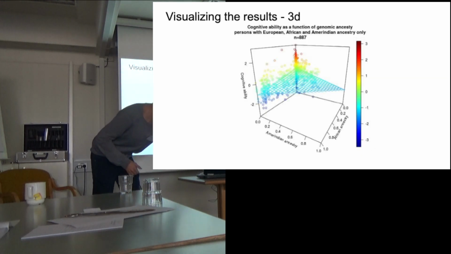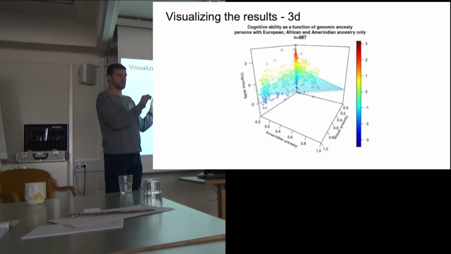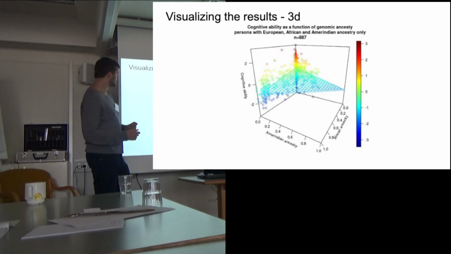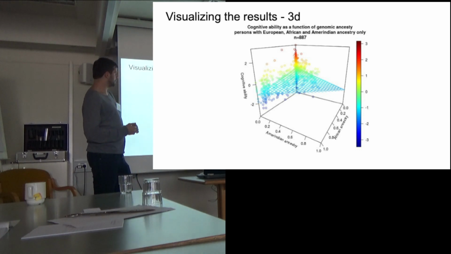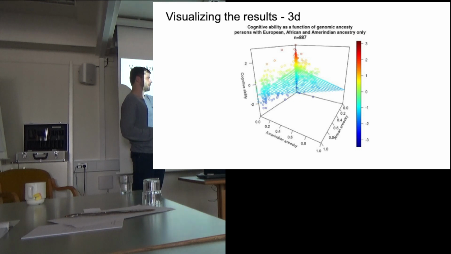And if we do a fancy 3D plot, which is kind of difficult to read, we take every person whose ancestry is entirely a function of European, African, and Amerindian ancestry. This gives you about 800 people, so plenty of power. And you leave out European ancestry, and this gives you the 2 slopes. And you can see the European one here is about 0.